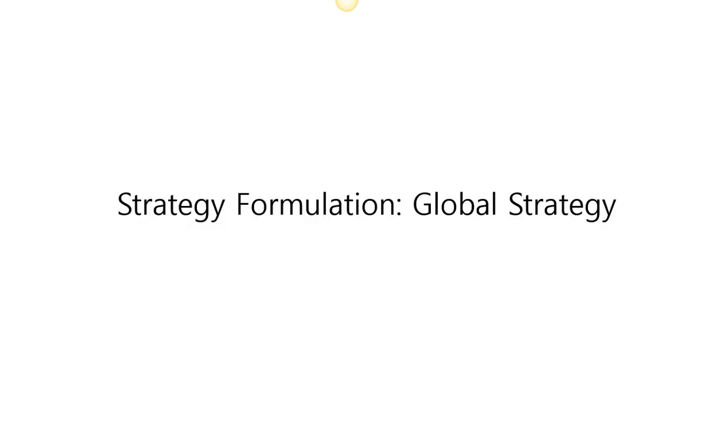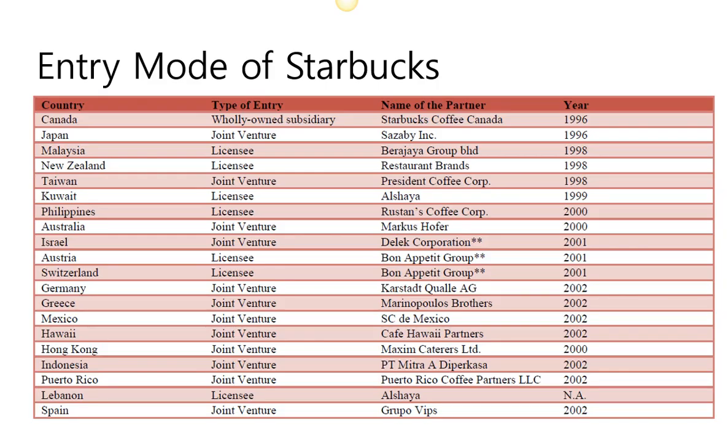So I've given this as a first slide because Starbucks is in Canada, Japan, Malaysia, New Zealand, Taiwan, Kuwait, Philippines, Australia, all these countries, right? But if you look at their type of entry, it's all different. Some you've given license, others joint venture, others a wholly owned subsidiary, yeah? And their partners are all different.